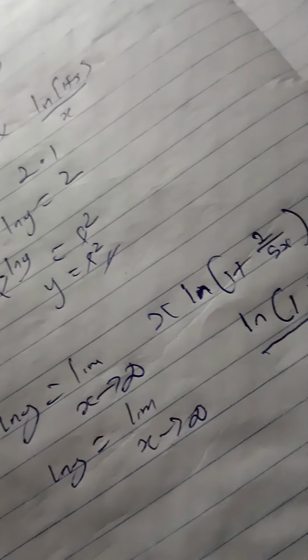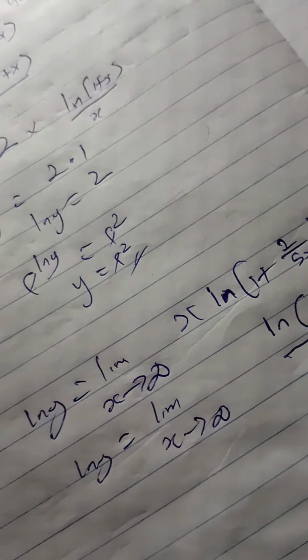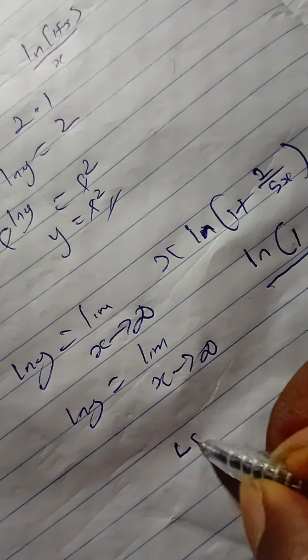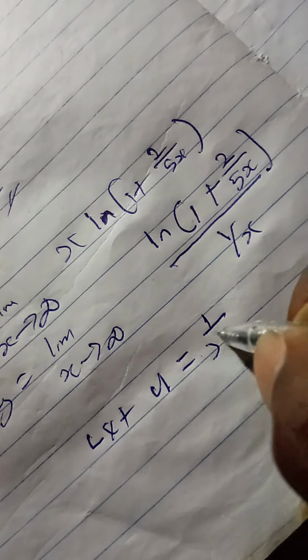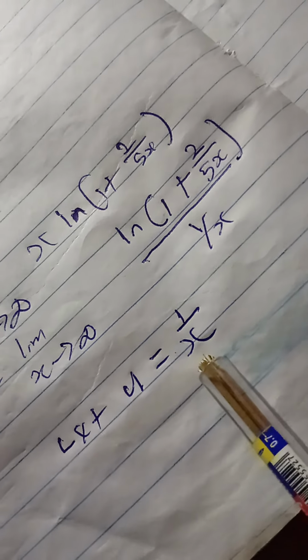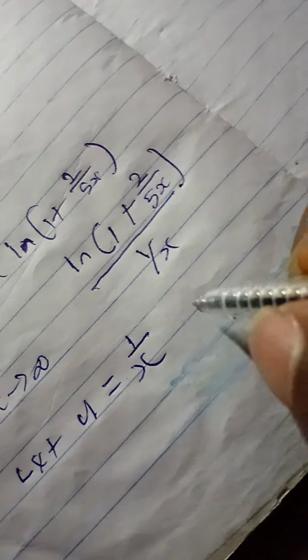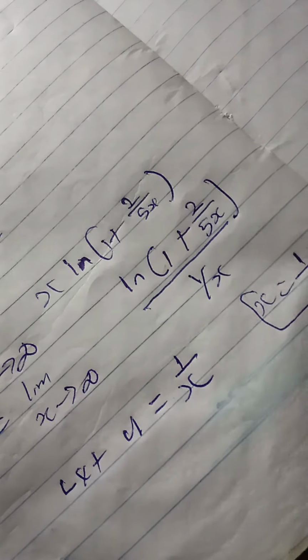Now there is something we are going to do. We are going to say, let u equal 1 over x. Are we together? This denominator. If u equals 1 over x, if you cross multiply, that means x equals 1 over u, isn't it? Now let's leave this aside. Let me write it here, so we can see it very well.